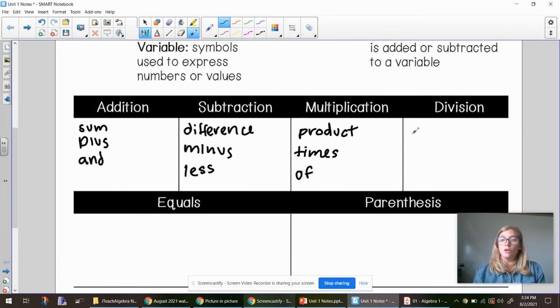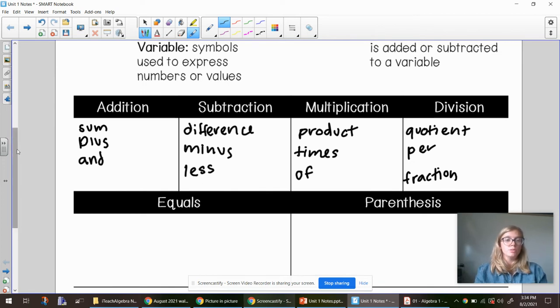Division is our final. We might use the word quotient, which is the answer to a division problem. We might say per. So if we say 5 cookies per student, that might tell us that we're figuring out division. We might use any sort of fraction. Fractions are also a good example of division.